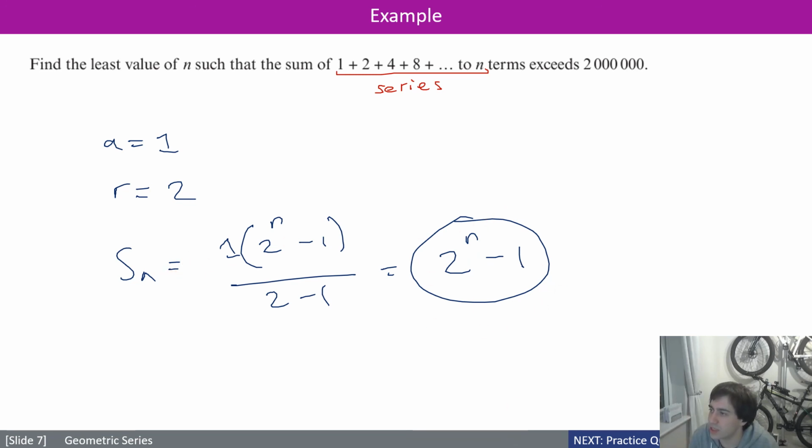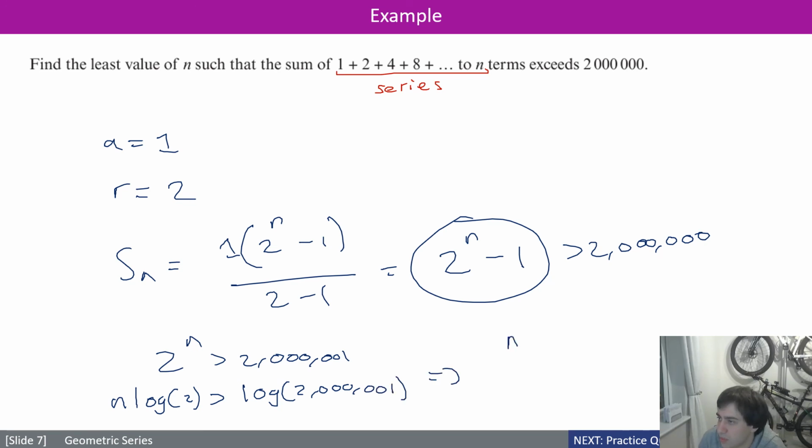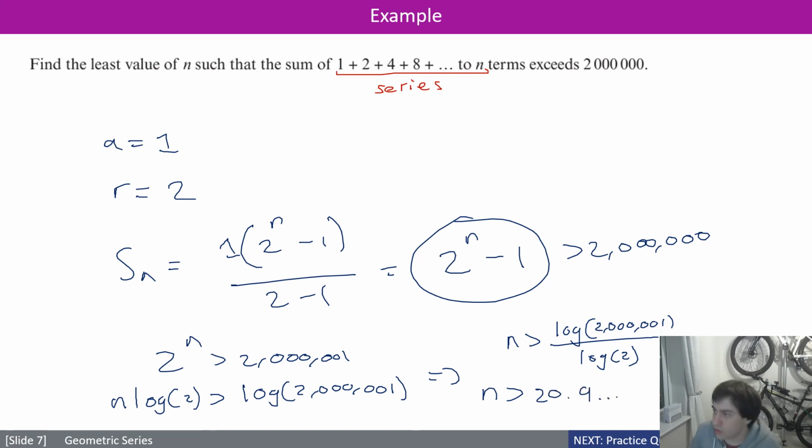We're saying that needs to exceed 2 million. So let's do adding 1 to both sides. So 2 to the n is greater than 2 million and 1. Log of both sides, take the n down, so we end up with n log 2 is greater than log of 2 million and 1. So that implies n must be bigger than log of 2 million and 1 divided by log of 2, which is on the calculator 20.9 something. So what's the first integer that satisfies that inequality, bigger than 20.9? It's 21.